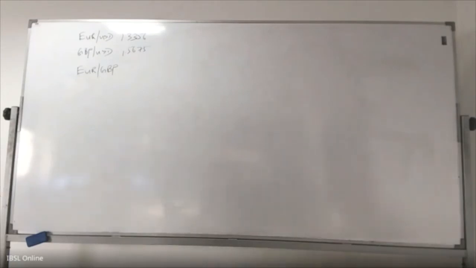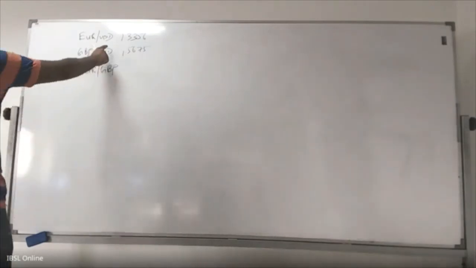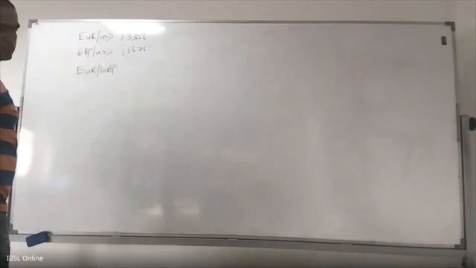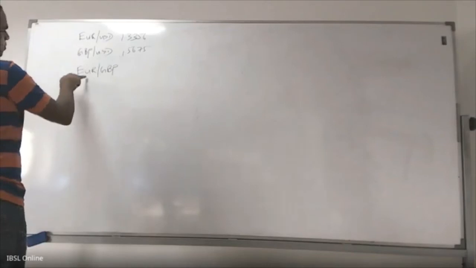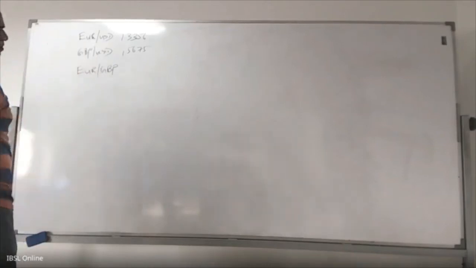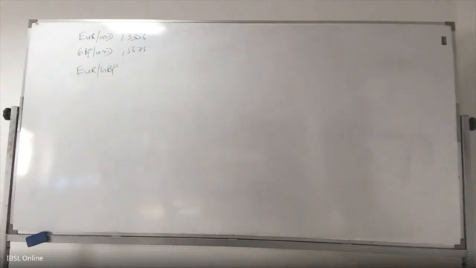Why will it be less than 1? Because both the euro and sterling are stronger than the dollar, but sterling is stronger. Okay, so if euro is the base and it is weaker, it has to be less than 1. Now, what should we do?